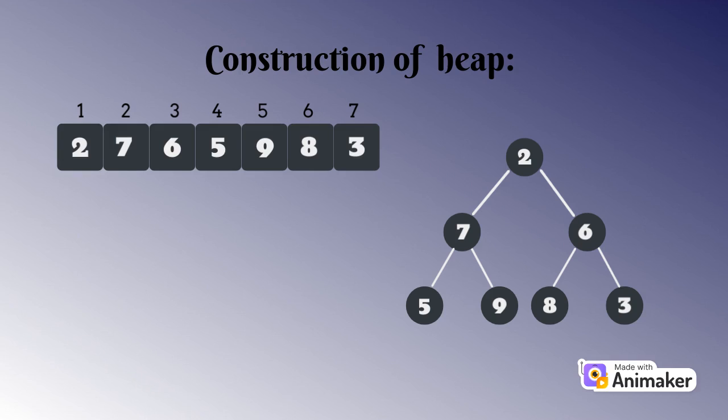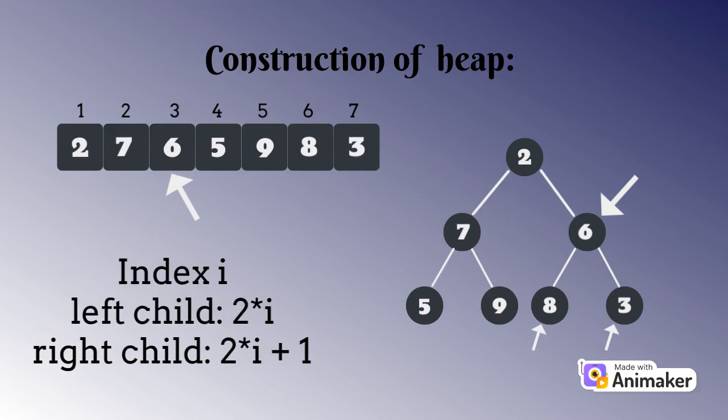Let this be some variable k. Start from the third element. Compare the third element with its children. Parallelly in the array, the index of the child node of any element present at index i is given by the left child at index 2i, and the right child is present at index 2i+1.